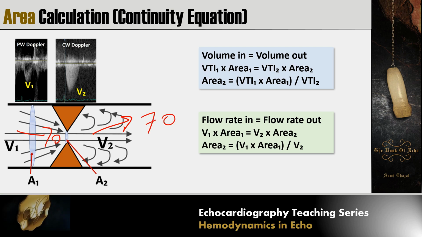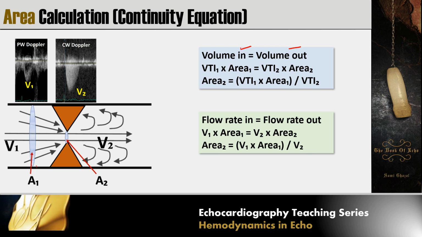The difference is it might come here at lower velocity, and if there is a narrowing, the same 70 ml will leave here but at higher velocity. And by knowing that, we can calculate this area. So again, whatever volume comes in will go out. So volume in equals volume out. So VTI1 times area 1 equals VTI2 times area 2.